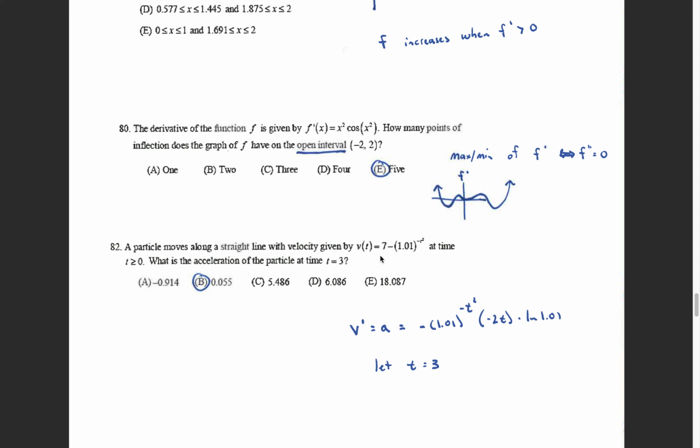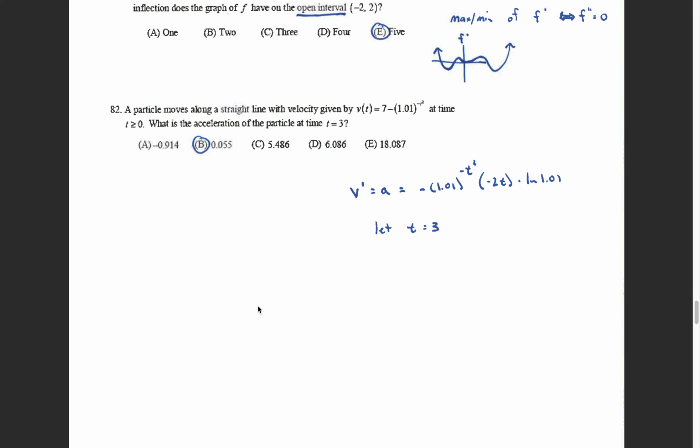So I gave the velocity, we want the acceleration, so just take the derivative and plug in 3, right? So we have position, velocity, and acceleration. They're all related to each other using the derivative.